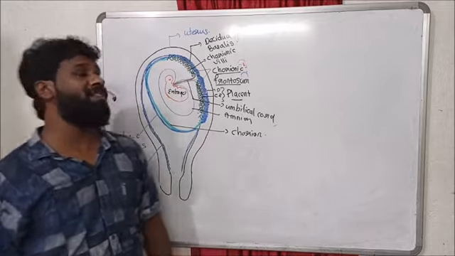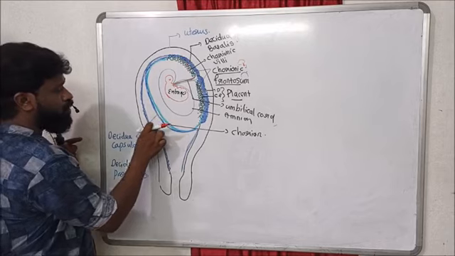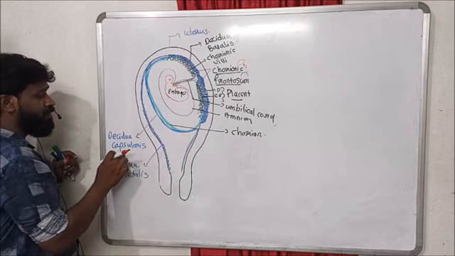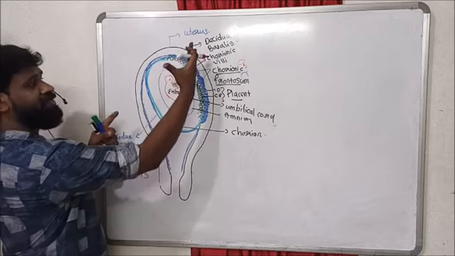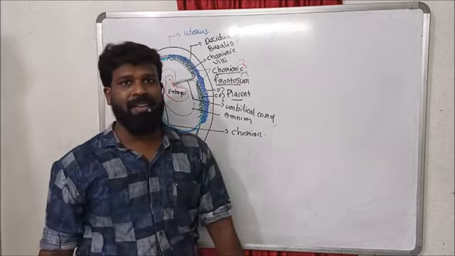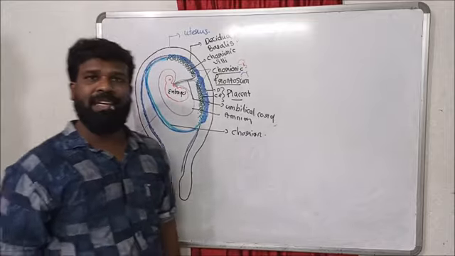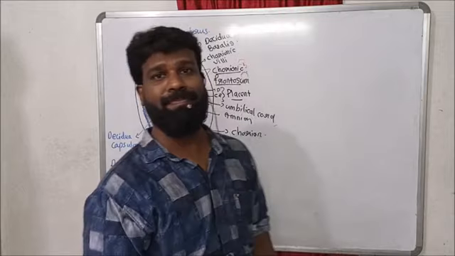But during the course of development, when the embryo expands, the fusion of these two membranes takes place, that is, the fusion of decidua capsularis and decidua parietalis. Okay, we completed the structure and formation of the placenta.